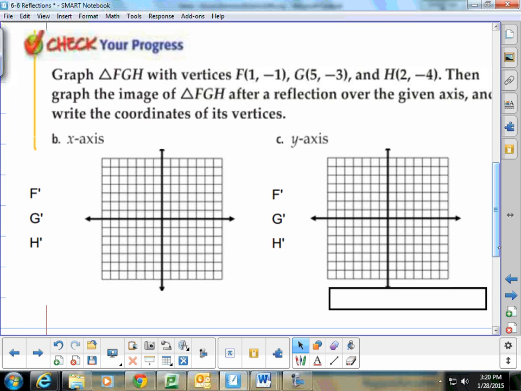So check your progress at the bottom. You might want to try these ones, and you can give them a go as well. So let's see where we're at. Pretty good. We got good time.